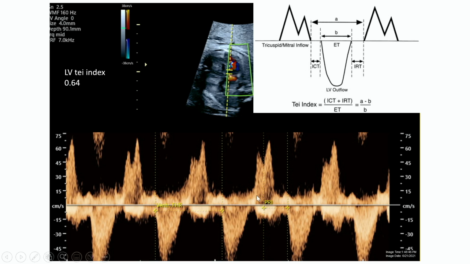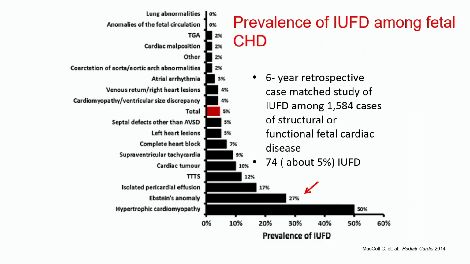What you'll also notice, interestingly, is that this AV interval is about 162 milliseconds. So that's not going to be first degree block. That's going to be really a feature of the dysfunction in this left ventricle.